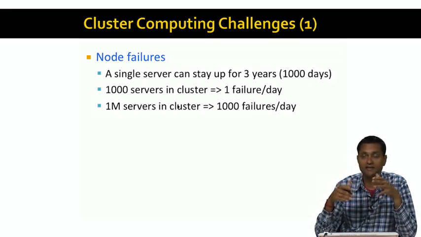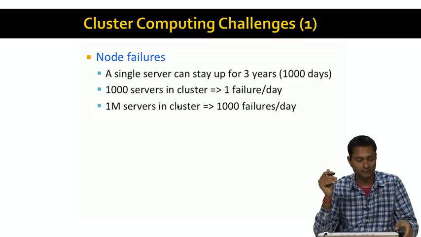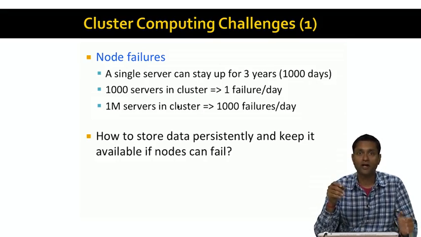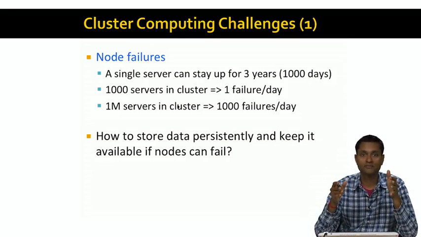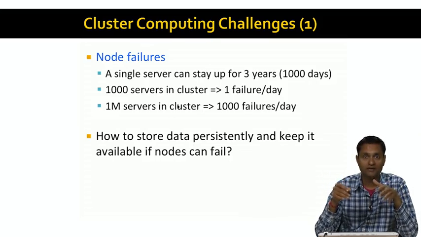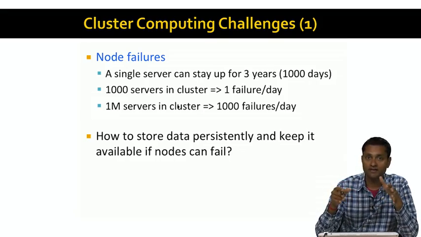Failures on that scale introduce 2 kinds of problems. The first problem is that if nodes are going to fail and you're going to store your data on these nodes, how do you keep the data and store it persistently? What does this mean? Persistence means that once you store the data, you're guaranteed that you can read it again. But if the node on which you stored the data fails, then you can't read the data. You might even lose the data. So how do you keep the data stored persistently if these nodes can fail?